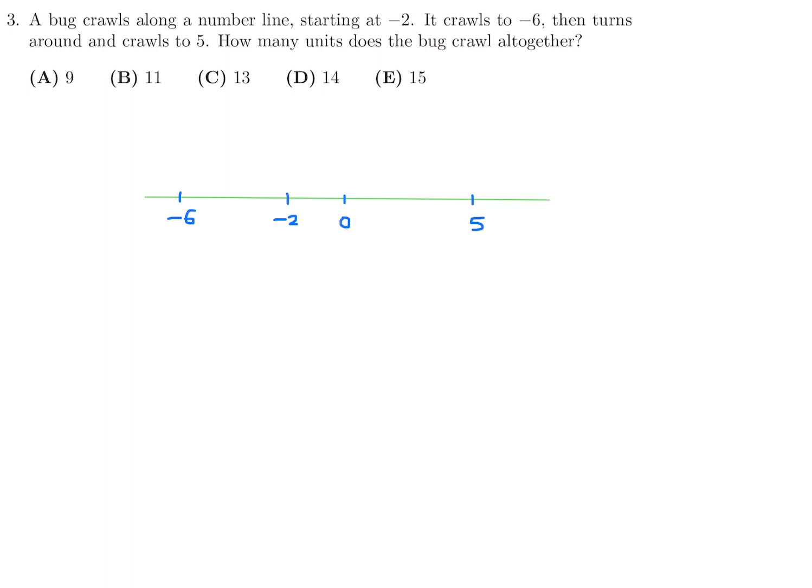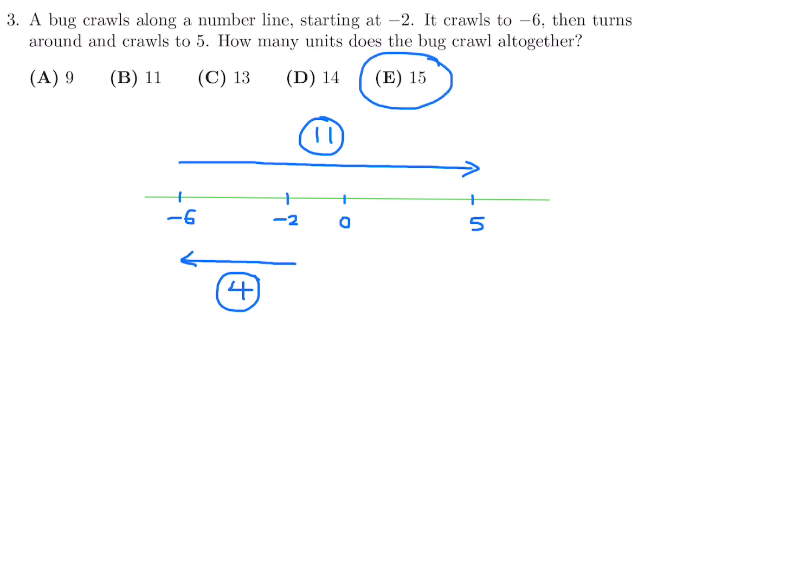So first, the bug goes from -2 to -6, so it travels obviously 4 units. And then once it's at -6, it turns around and goes all the way to 5. So that's going to be 6 plus 5, 11 units. So in total, 4 plus 11, 15 units the bug travels. And therefore, number 3, the answer is E.